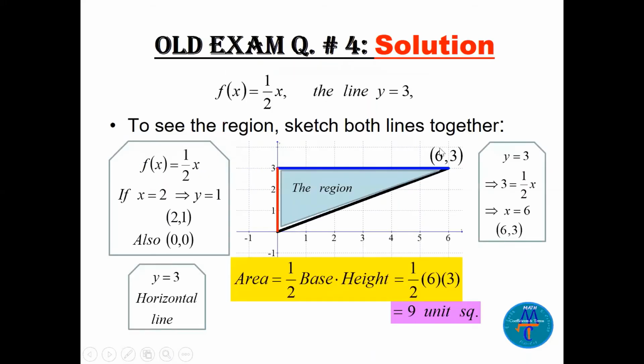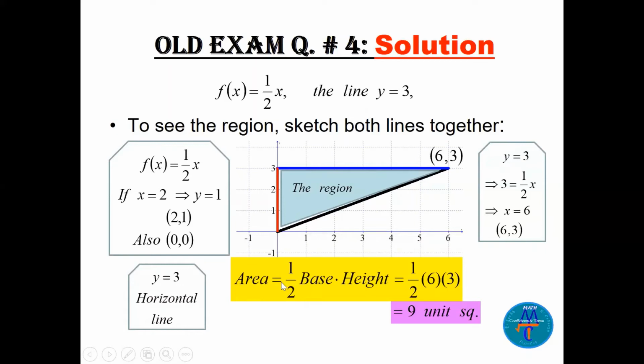So it will be this line here. To draw a straight line, we take 2 points. If x is 2, y will be 1. And also we have 0, 0. So this is the line, the black one here. You see the black line. y equals 3 is the horizontal line, the blue line. And the y-axis is this. So this is the region, which is a triangle.